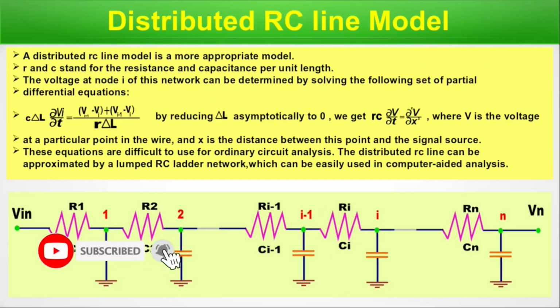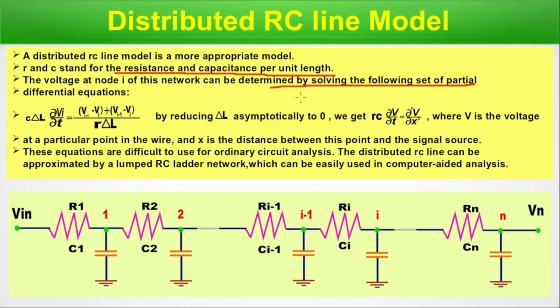Distributed RC line model. The distributed RC line model is a more appropriate model. R and C stand for resistance and capacitance per unit length. We know that parasitics are distributed across length. Here the resistance and capacitance are per unit length. The voltage at node i of this network can be determined by solving partial differential equations.